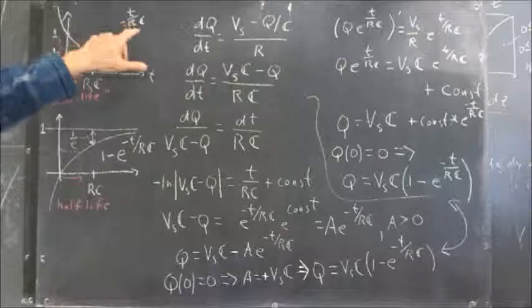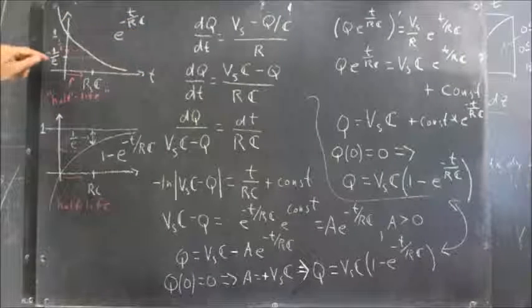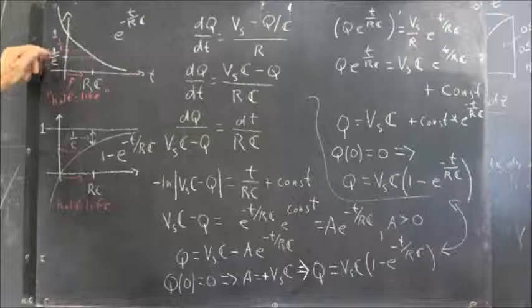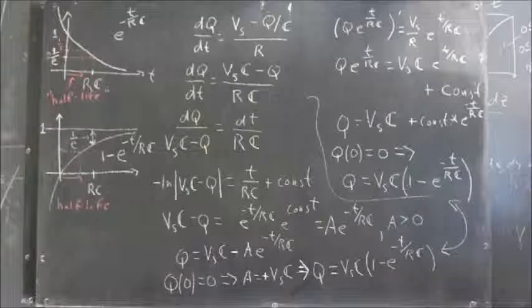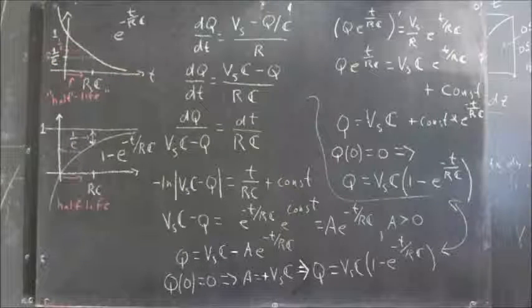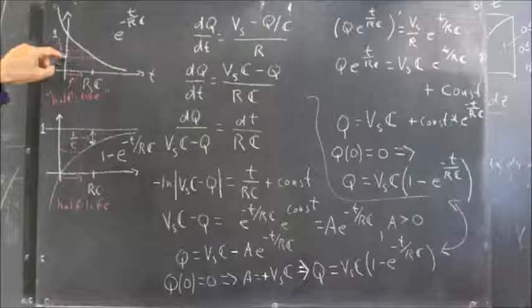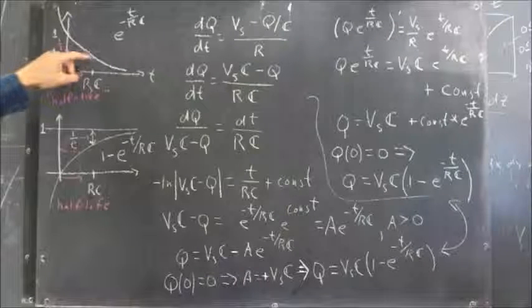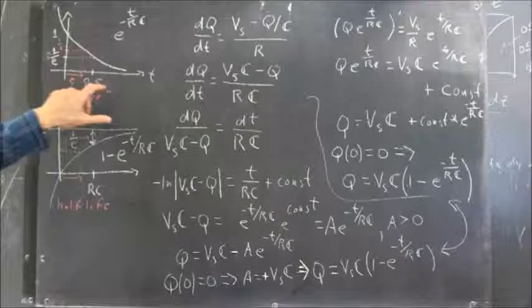When t equals RC, we have e to the negative 1. So that e to the negative 1, or 1 over e, if 1 is here, 1 over e is here. e is a little less than 3, so 1 over e is a little more than 1/3. So this is a little more than 1/3 of this, and that's the value that our function will have when t equals RC.